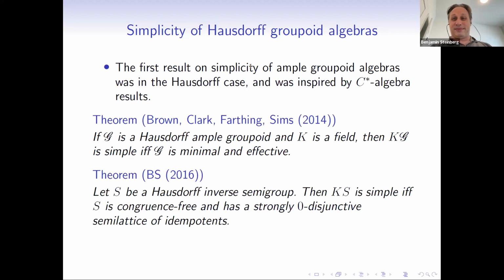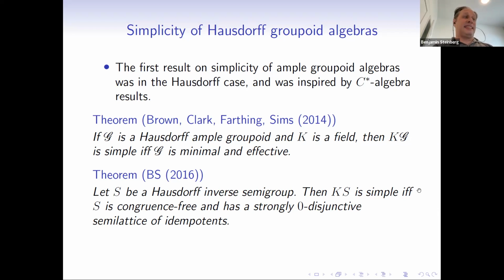So from this, I was able to deduce in 2016 that if S is a Hausdorff inverse semigroup. So what does a Hausdorff inverse semigroup mean? It means its groupoid is Hausdorff, but you can write this down in purely semigroup theoretic terms. It means that in the natural partial order on the inverse semigroup, the intersection of finitely generated lower sets is finitely generated. So the lower sets are kind of coherent.